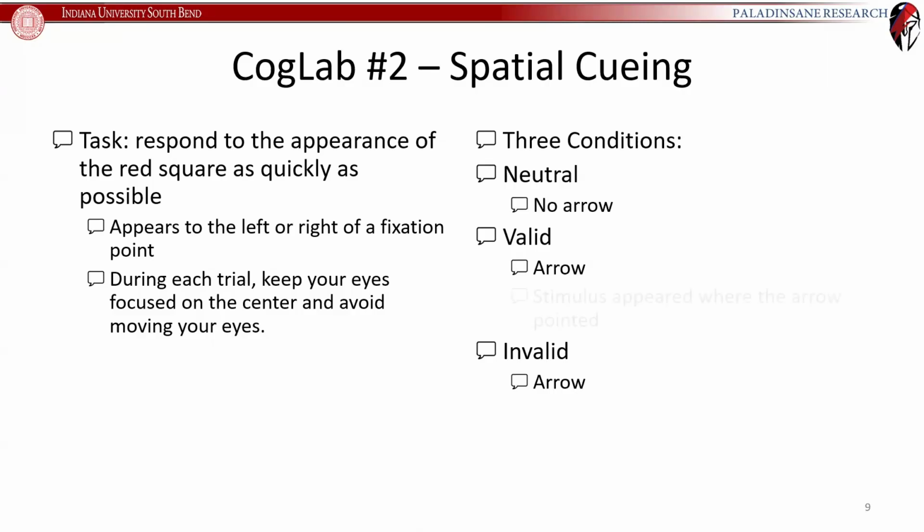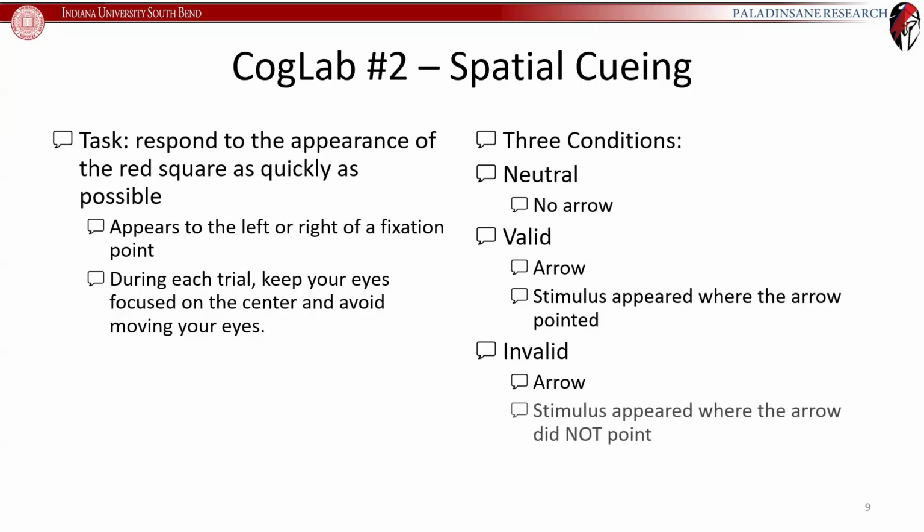And in the valid condition, the stimulus, that red square, appeared where the arrow pointed. So the valid condition was telling you the truth. It was saying, the square is going to come onto the left, and then the square appeared on the left-hand side. But in the invalid condition, the stimulus did not appear where the arrow pointed. So the arrow pointed to the left, then all of a sudden the stimulus appeared on the right.